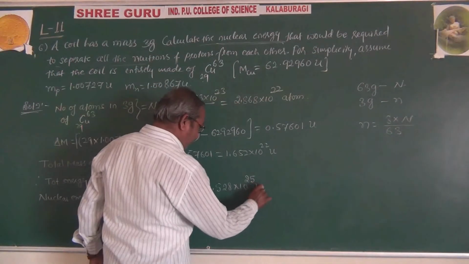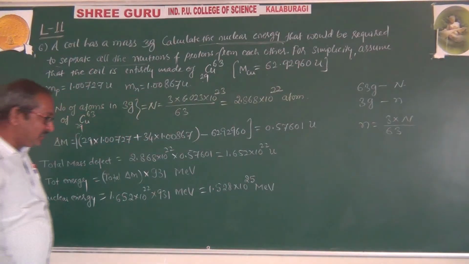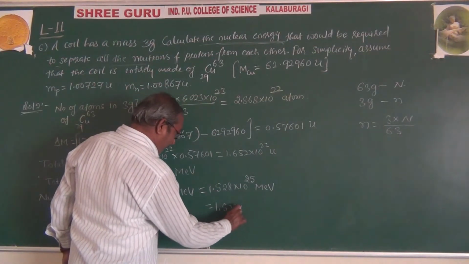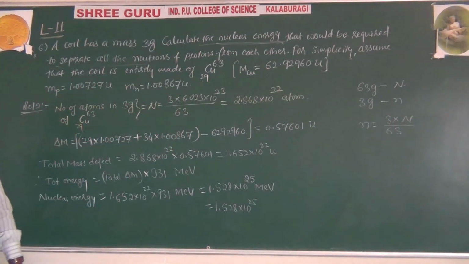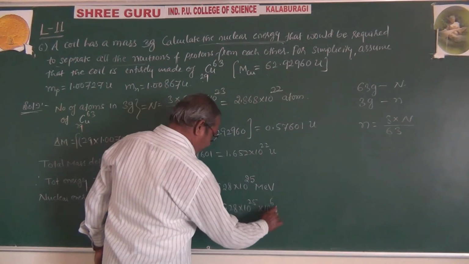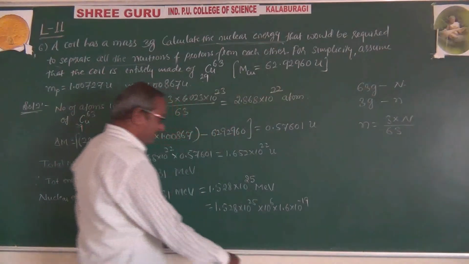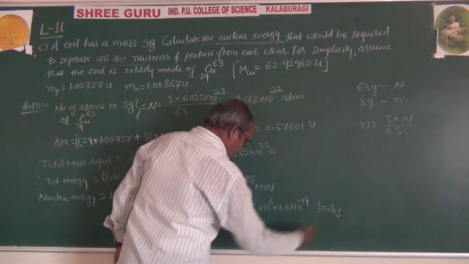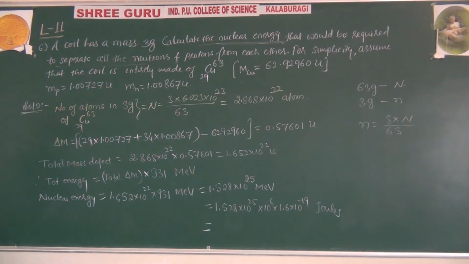mega electron volt. If you want to convert this into joules, then you have to go for 1.528 into 10 to the power 25. 1 mega is 10 raised to 6. 1 electron volt is 1.6 into 10 raised to minus 19. This is in terms of joules.